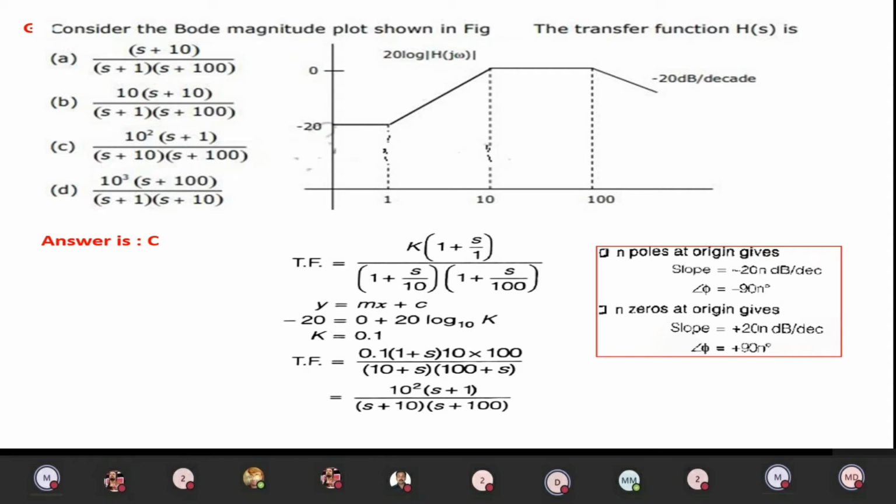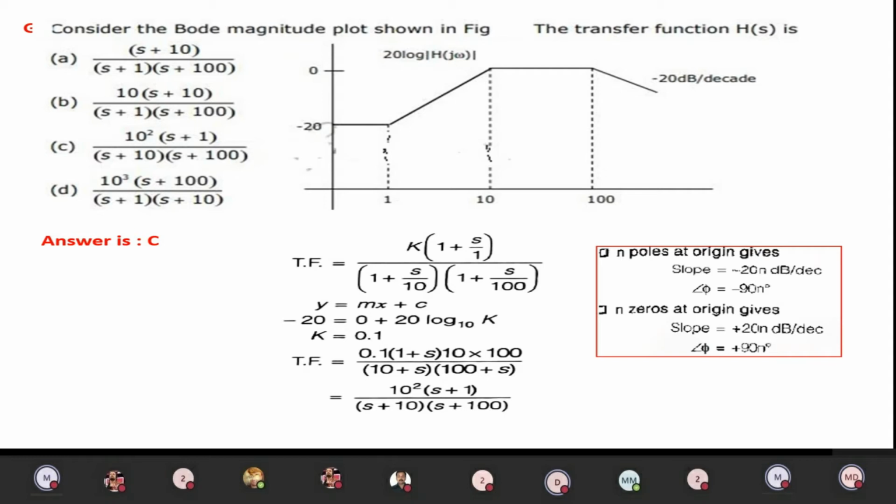So here the k will be determined by equating that to the straight line. Here the straight line is coming at minus 20. So minus 20 will be equal to mx plus c. Here you can see at minus 20 we have a straight line, 0 plus 20 log of k. So from this you can determine 20 log of k.